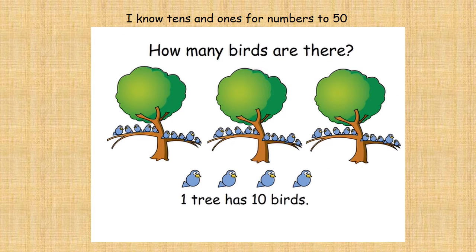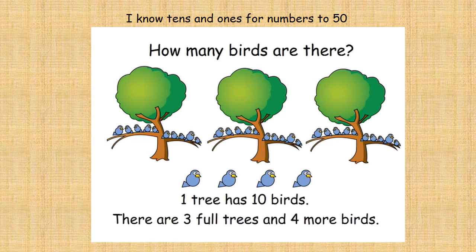I know tens and ones for numbers to 50. Wow, look at all the beautiful birds. How many are there? There are 10 birds in one tree. How many full trees are there? There are 3 full trees. That makes 30 and 4 more birds. So how many birds are there? That's right, there are 34 birds.